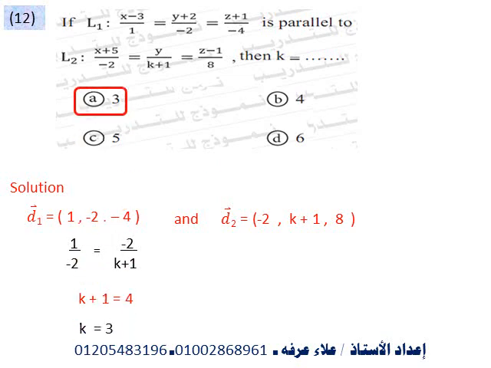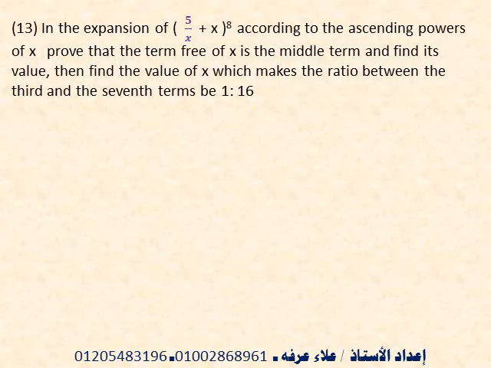We can choose it. In the expansion of (5 over x plus x) to the power 8 according to ascending powers of x, prove that the term free of x is the middle term and find its value. Then find the value of x which makes the ratio between the third and the seventh terms equal to 1 to 60.